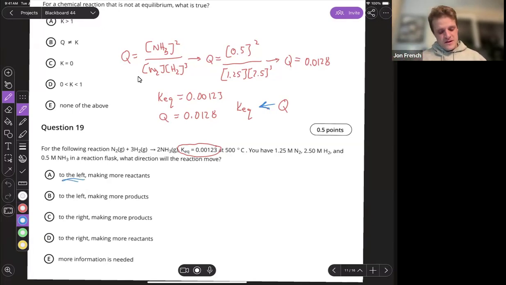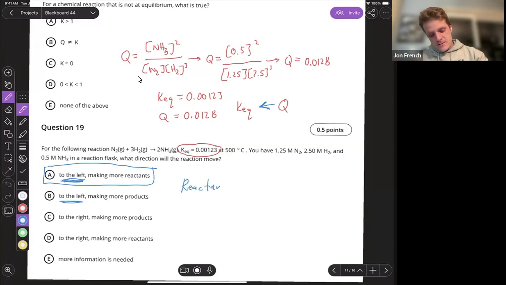If we move to the left, we make more reactants, right? Our reactions are typically run reactants going to products. So moving this to the left, we're going to form more reactants to get to equilibrium.